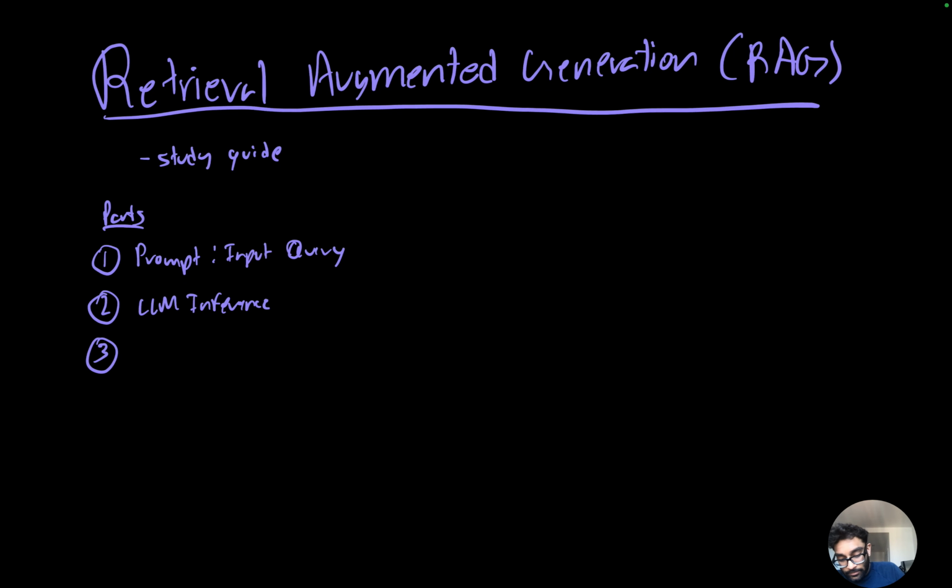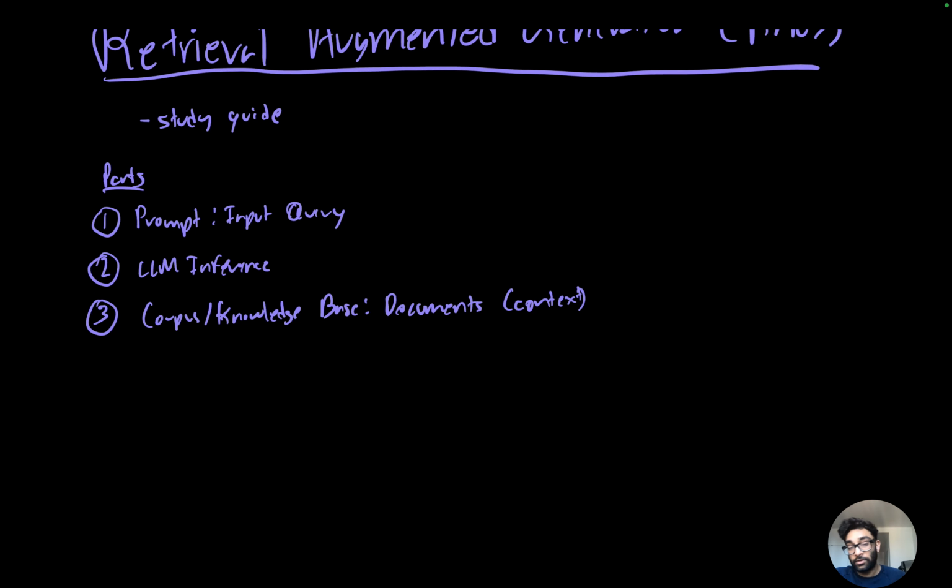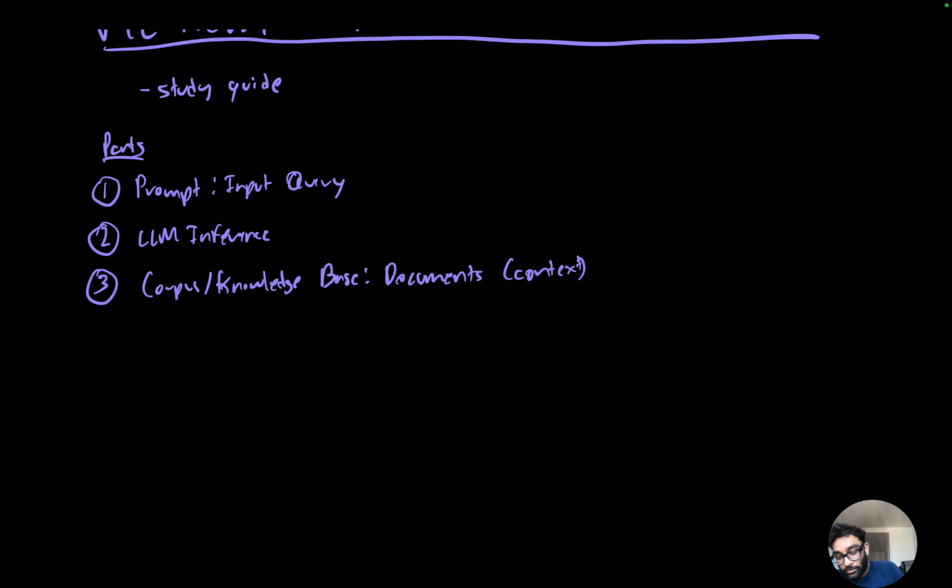And then three, there's the actual corpus or knowledge base. These are the documents that have that additional context. Whatever other information you want your LLM to be able to retrieve or pull from to augment that input prompt is all contained within this corpus or knowledge base. If you don't have a good corpus, knowledge base or set of documents, then it doesn't really make sense to put together a RAG workflow.